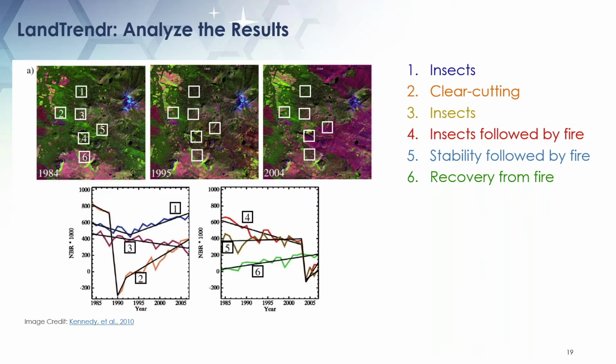For example, pixel 1 is a region that shows slow-moving disturbance caused by insect infestation. There appears to be a gradual decline from about 1984 to 1994, then moderate recovery. Pixel 5, by contrast, shows a stable forest that had a wildfire event around 2007 with that sharp decline. So by examining both the short and long-term changes, we can see multiple types of changes in a dynamic ecosystem like this.